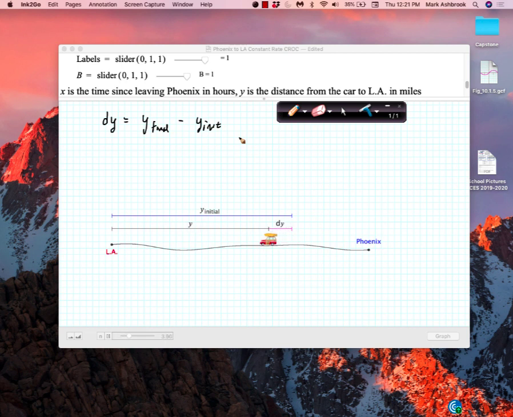Okay, what about in this picture? If you were just looking at this picture, what relationship would you build out of this picture?